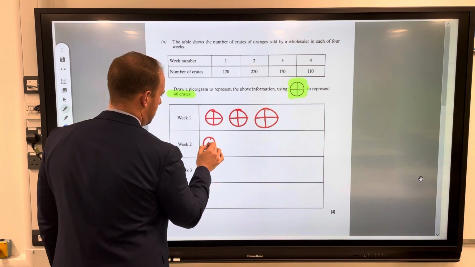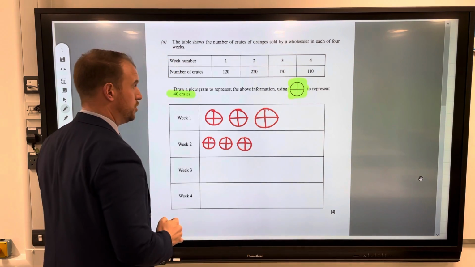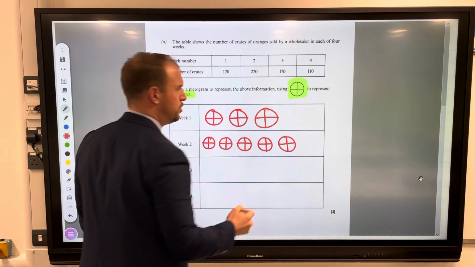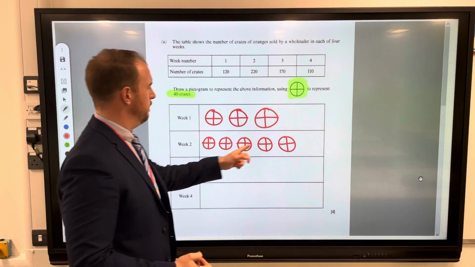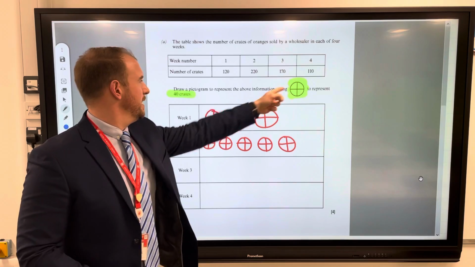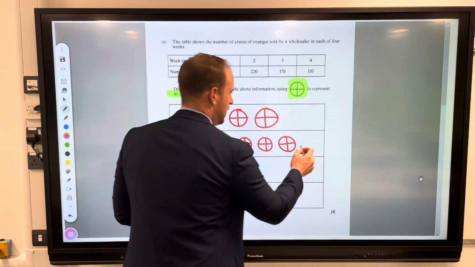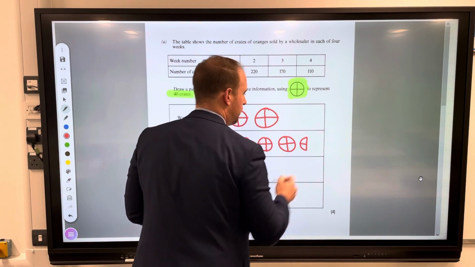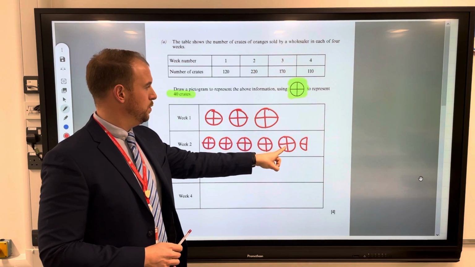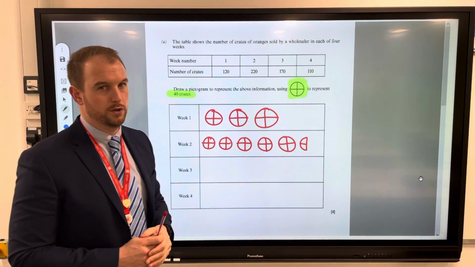220. Well, 40, 80, 120, 160, 200. Right, so 5 of these symbols then is 200, which means I've got 20 left over. If all of that is 40, then half of that will be 20, which is what I need. So then I'm going to draw half of the shape. 40, 80, 120, 160, 200. Half of this shape here is 20 to make 220.